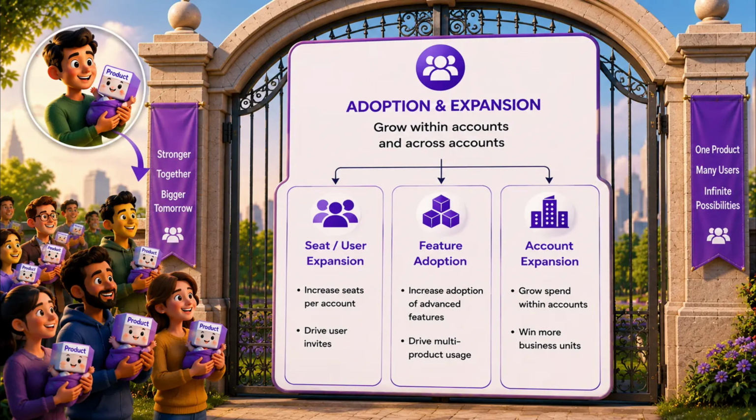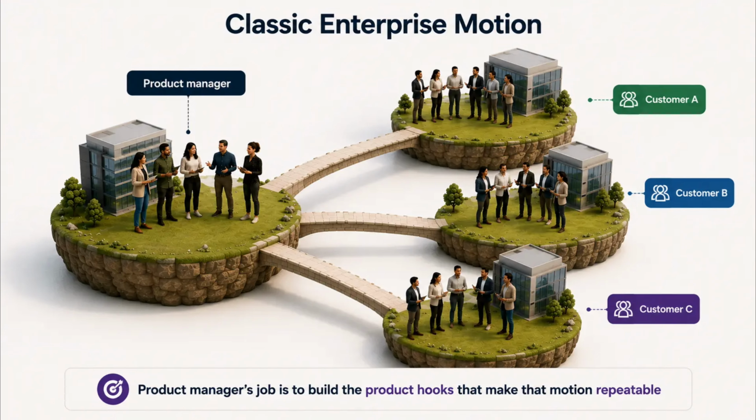Account expansion, growing the contract value within an account, winning more business units inside the same logo. The classic enterprise motion: land in one team, expand to three, and then to the whole organization. The product manager's job is to build the product hooks that make that motion repeatable. This is how small businesses or startups expand into enterprise accounts.